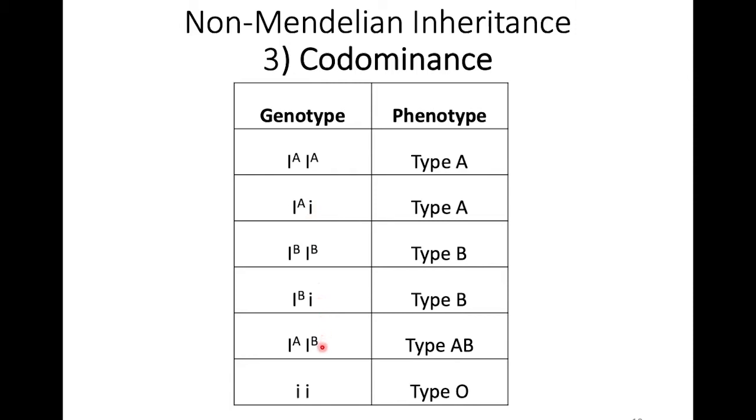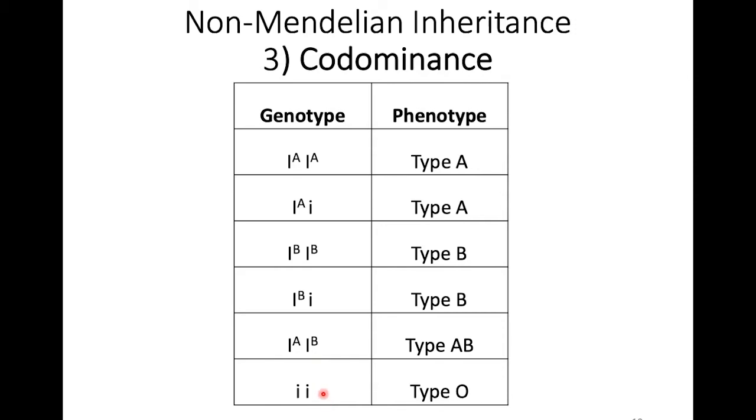Now remember, A and B are also co-dominant, so we have another type. If you have both an A and a B allele, you will be type AB blood. And now this is where it comes into play as to whether you're a carrier or not, because you could have parents that are type A and type B, and the offspring could have type O blood.